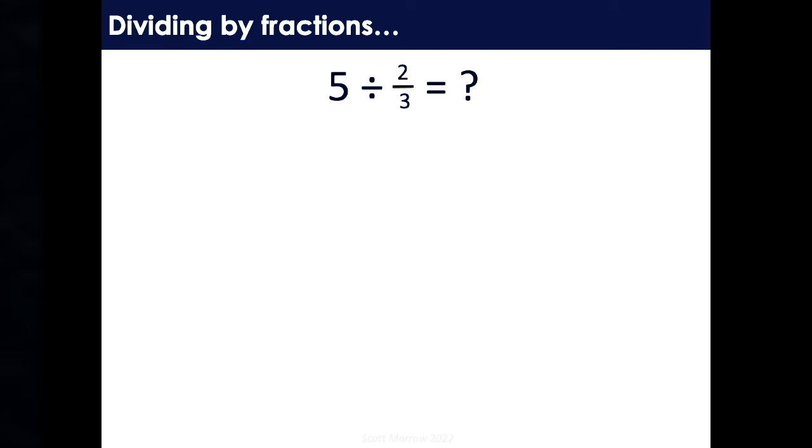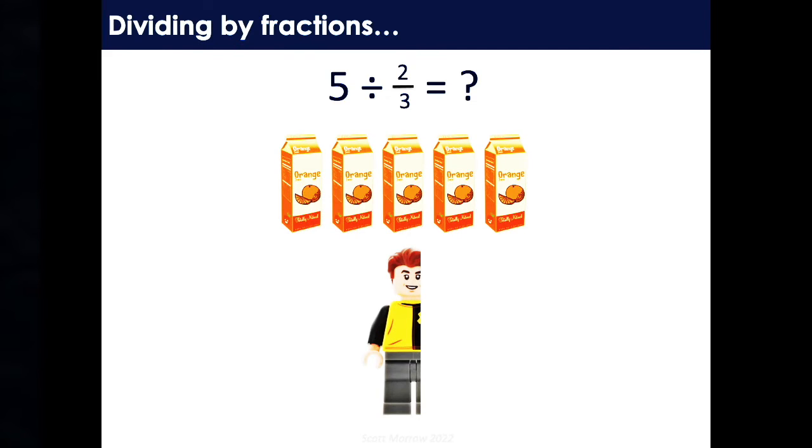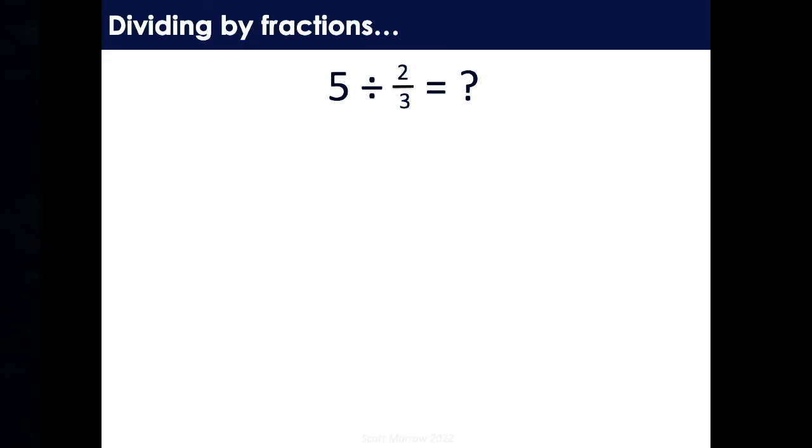If I only understand division as sharing, I'm going to struggle to contextualise this. What's 5 cartons of orange juice shared between 2/3 of a person? What does that even mean? Let's now consider a grouping example. 12 divided by 3 can be thought of as how many lots of 3 can I get from 12? So how many lots of 2/3 can I get from 5? Let's consider the following question.